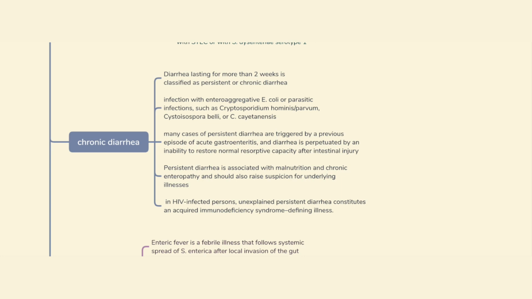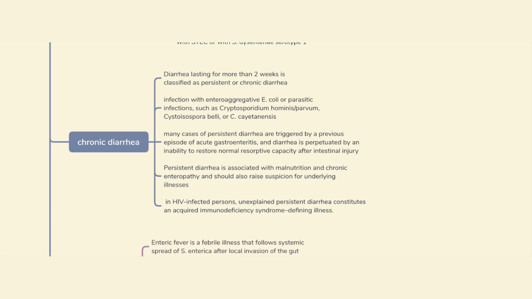Another type of diarrhea is associated with malnutrition and chronic enteropathy and should raise suspicion for an underlying illness, especially if you are having the classical enteroaggregative E. coli or the parasitic infection, because the biggest risk factor, other than immunodepression, for getting these infections that persist is malnutrition.